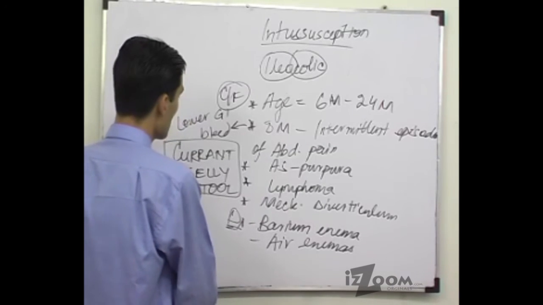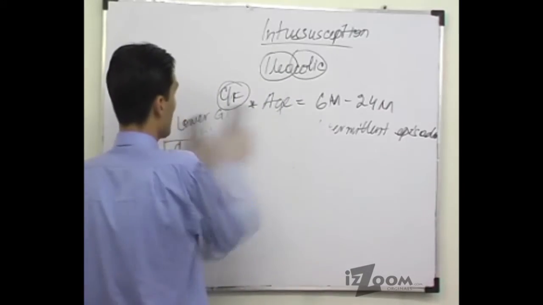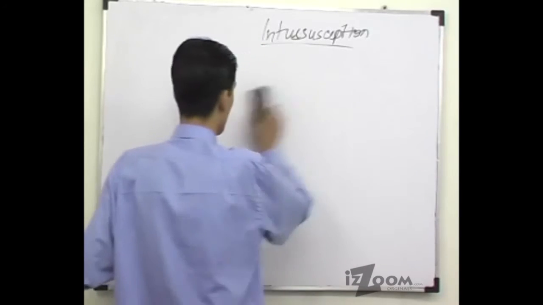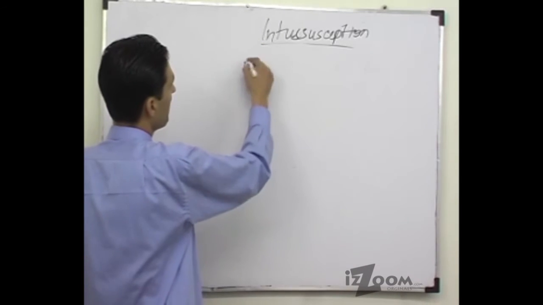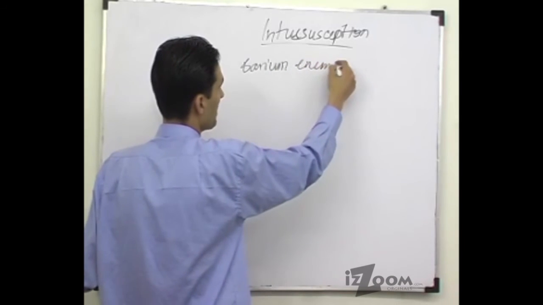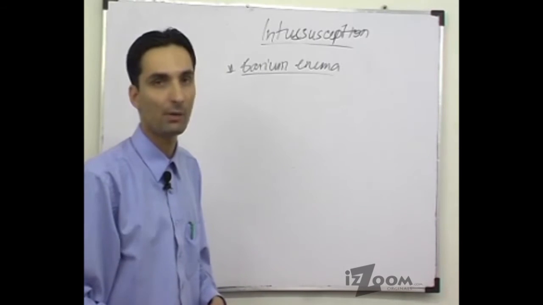So how is intussusception treated? Number one, first of all, you have to try barium enema. Barium enema can be tried in most of these patients, and most of these patients will recover with a barium enema.